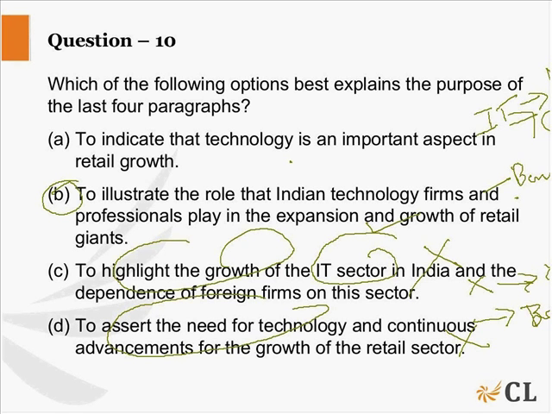Coming now, we are left with option A and option B. To indicate that technology is an important aspect in retail growth. Yes, he is doing that, right? But in the last 4 paragraphs, if you look at them very, very carefully, he is just talking about Indian IT firms and what are the benefits that are being accrued from these Indian IT firms to the retail giants. So therefore, you get only B as the answer option and not A. I hope that satisfies your query.